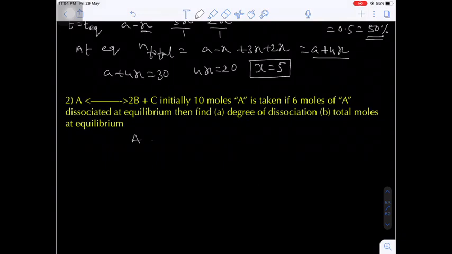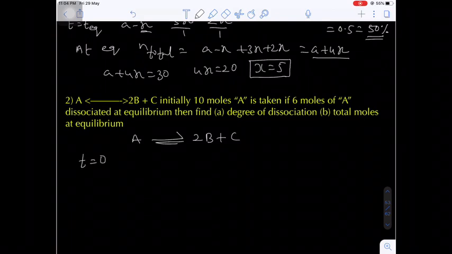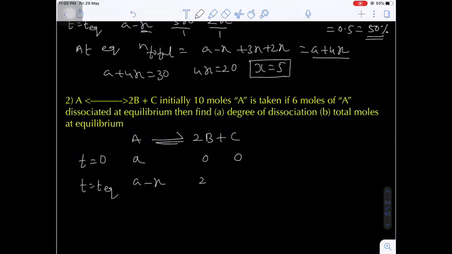There is one more question given to you. A in equilibrium with 2B plus C. Okay, now how many moles initially given to you? 10 moles. Let's say I am trying to solve in a general way. 0, 0. Now here at equilibrium, how many moles decompose? Let's suppose x moles, a minus x, here 2x by 1, here x by 1. Now how many total moles initially taken? 10 moles. Are you getting my point?